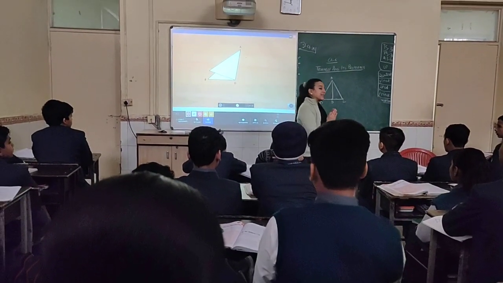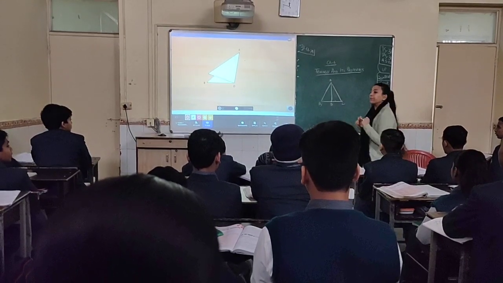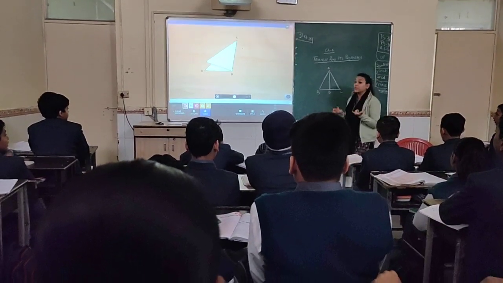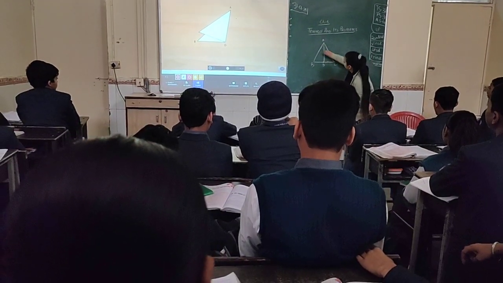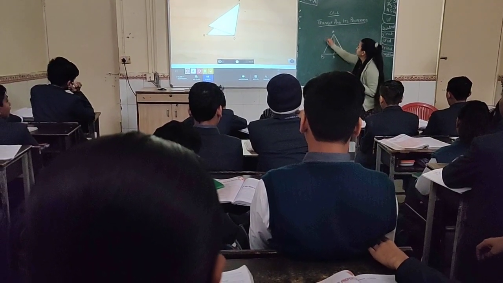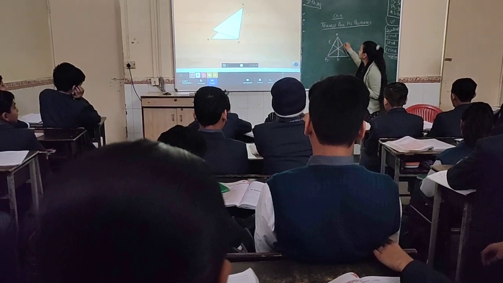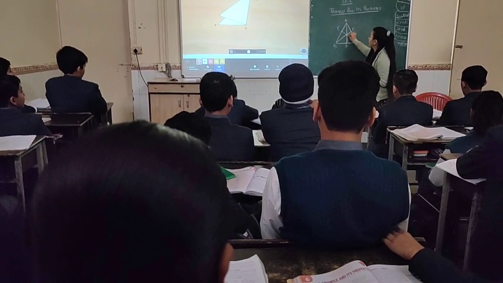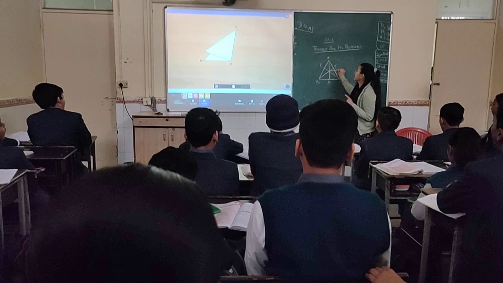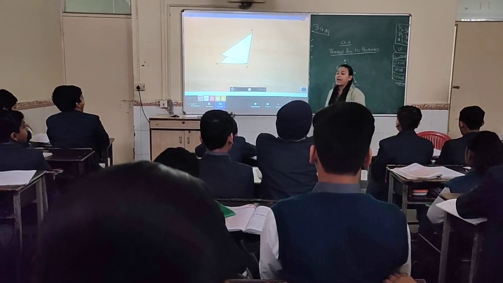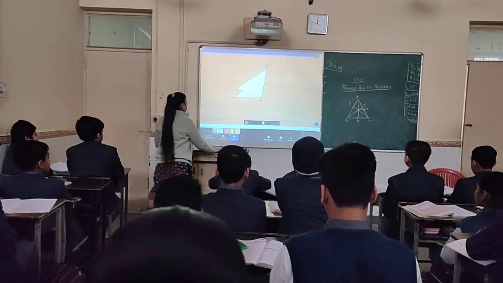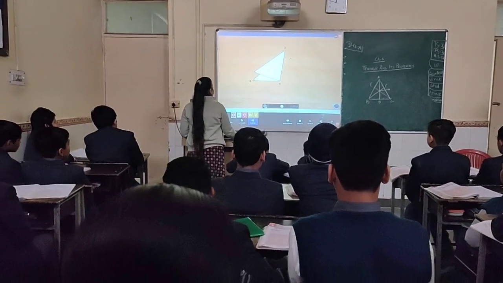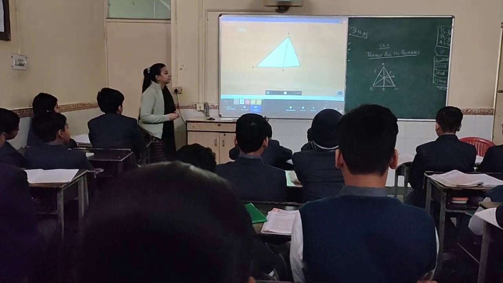So in a triangle there are how many medians? Three medians. Why are there three medians? Because there are three vertices. First, second, and this is third. And where they meet is known as the centroid. And this is the center of gravity. The two halves have the same area.